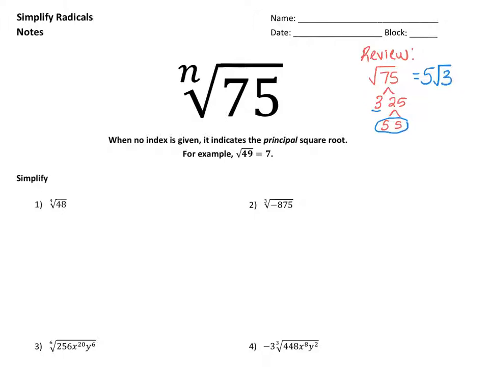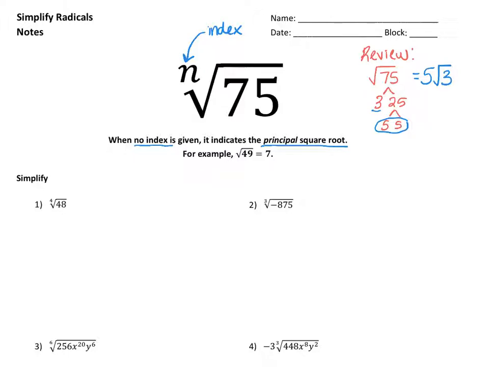Now, in this lesson, we're going to talk about how we reduce radicals that are not just square roots, and also what we do when there are variables involved. So the first thing we need to talk about is the number in front of our root, that little number, which is called our index. Now, if there's no index, then we assume that's the principal square root, meaning the index is 2.